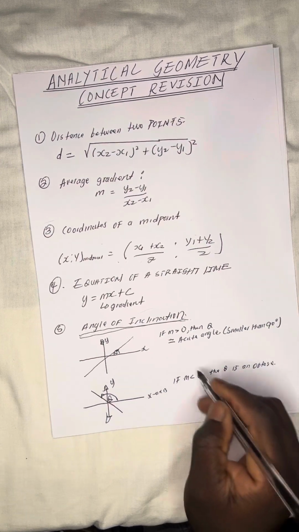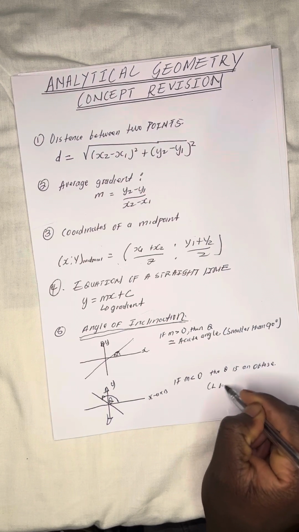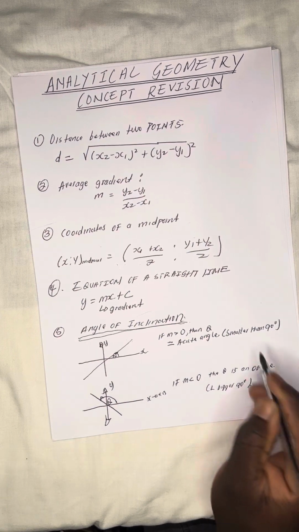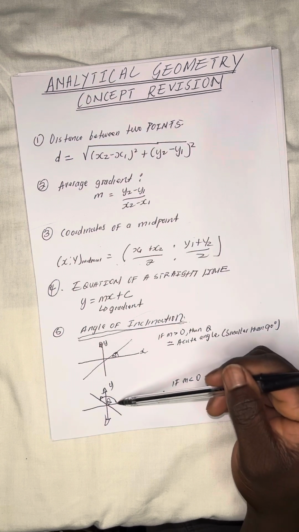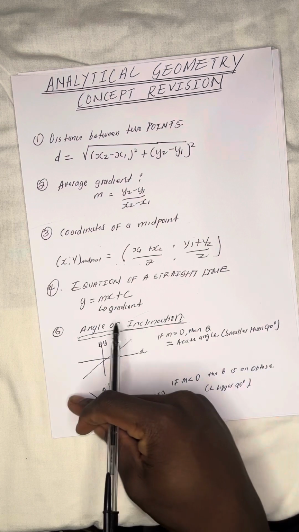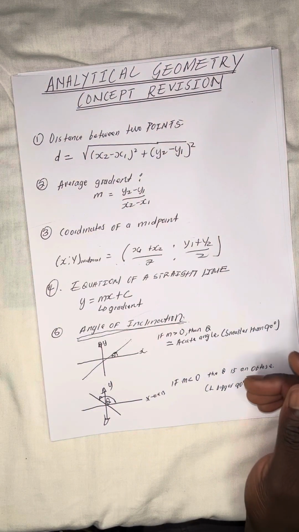So what is an obtuse angle? An obtuse angle is an angle bigger than 90 degrees. Yes, so that is an angle that is bigger than 90 degrees, right? So it means that for you to get this part here, it will be an angle that is more than 90 degrees when the angle of inclination is to your left or you have a negative gradient, right?